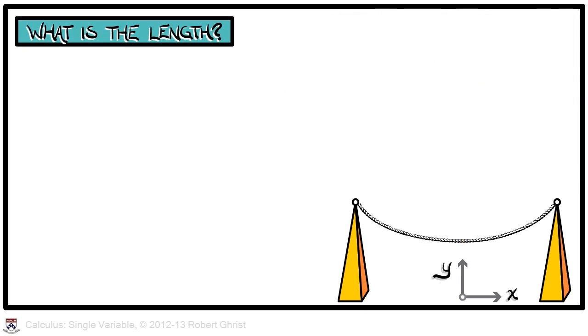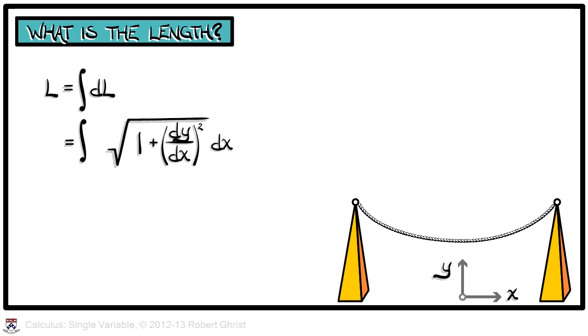With this shape decided, let's compute the length. It is, of course, the integral of the length element, and in this case, integrating the square root of 1 plus (dy/dx) squared dx is going to work for us. Let's set the limits to be x goes from negative L to L, where L is half of the projected length to the x-axis.